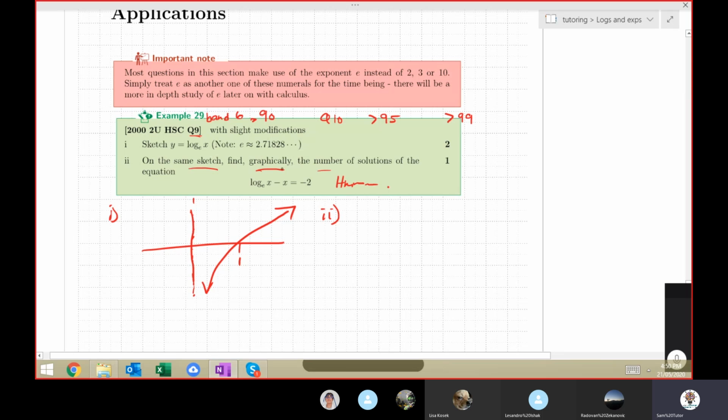On the same sketch, find graphically the number of solutions. Log x, which is there, and then minus x equals -2. What do you want me to do? You can't solve it algebraically, so it's saying to do it graphically. You'll need something else. Come on, give me some ideas of what you're thinking. Anything's better than nothing. We need a y-intercept. A y-intercept of what?